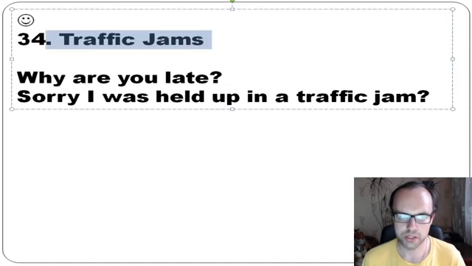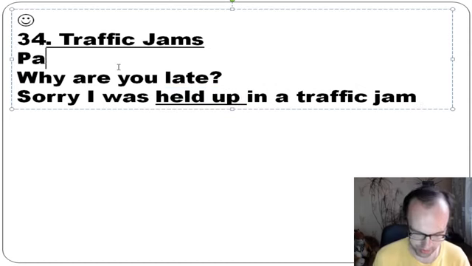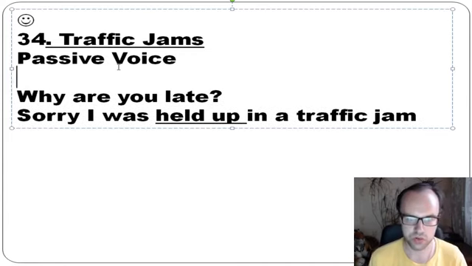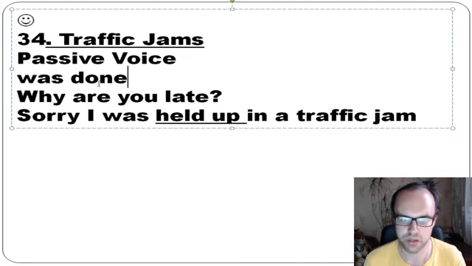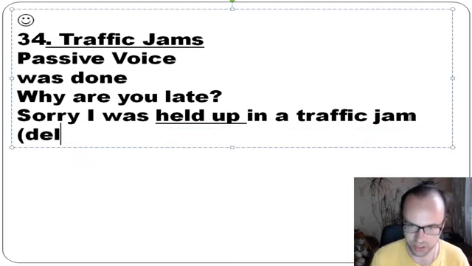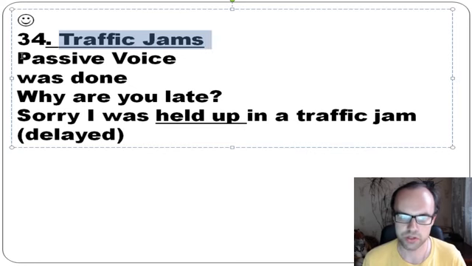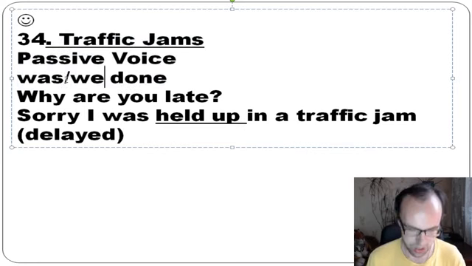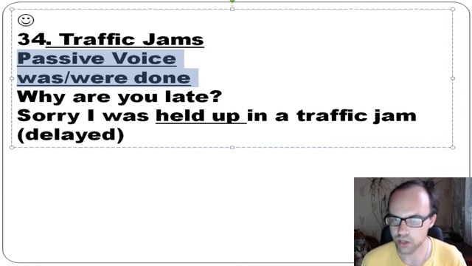Traffic jams. Why are you late? Sorry, I was held up in a traffic jam. So hold up is a phrasal verb. We see passive voice here. So it means was done. So it happened by something, was done. And hold up means delay. So held up, or I was delayed. So I came late because of a traffic jam. So traffic jams, passive voice, was done. So was or were done, but we have I, so was. Why are you late? Sorry, I was held up in a traffic jam, or I was delayed in a traffic jam.